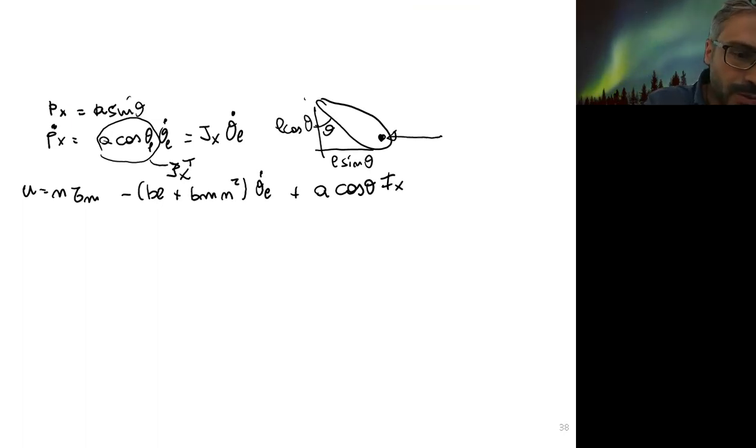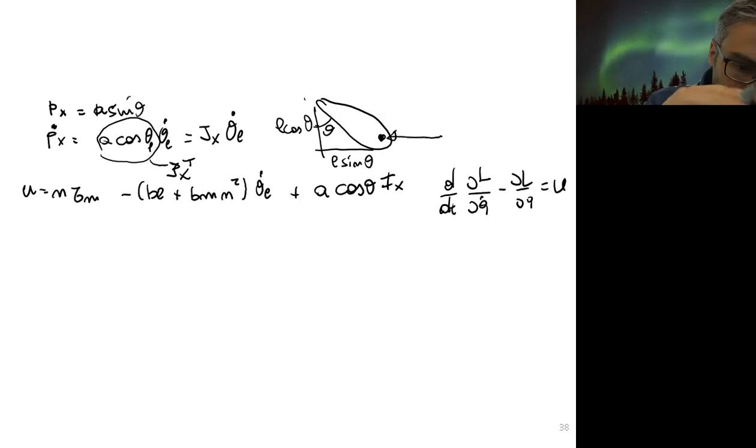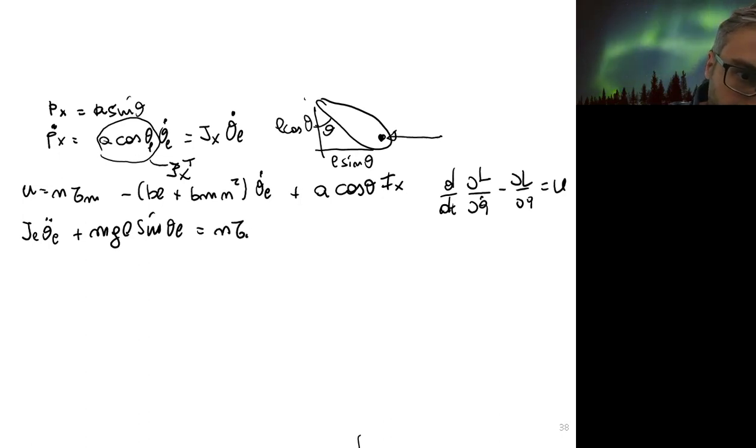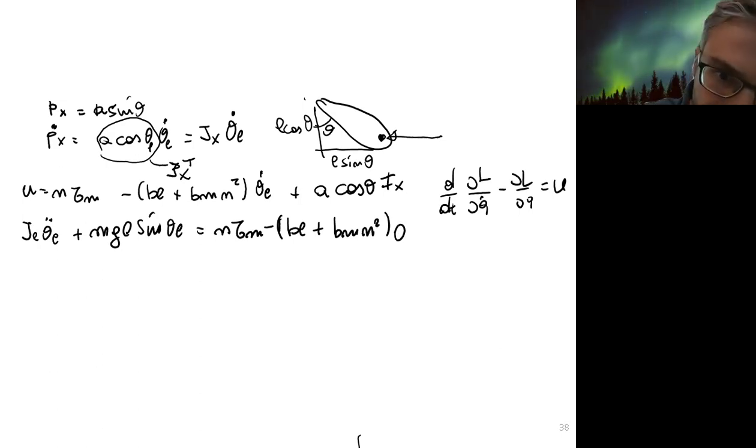Okay, so if we compute the Lagrange equations, we need to do the d/dt, put everything together, all the terms we computed, and we get JL theta L double dot plus MGL sine of theta L equal to n tau m minus friction on the load side plus friction on the motor side mapped to the link side, to the load side, times the velocity, which is a velocity dependent force, plus a cosine of theta L Fx. Okay.